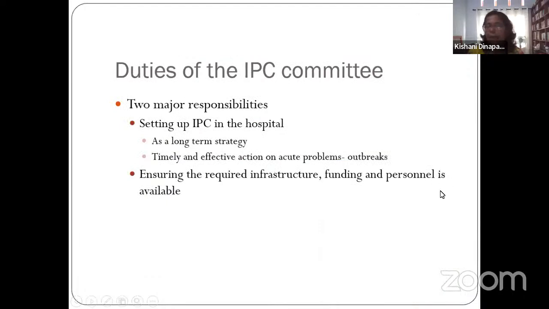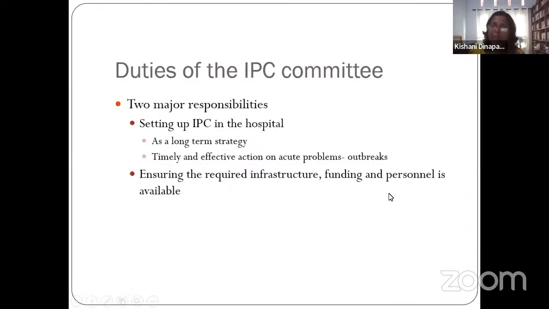So there are two major responsibilities of the infection prevention committee. First, setting up infection prevention in the hospital. This is a long-term strategy, and they are taking timely and effective action. As I said earlier, we meet every two weeks, and we take decisions on how to practice them, the strategies and all the things, and from time to time we deal with outbreaks also.